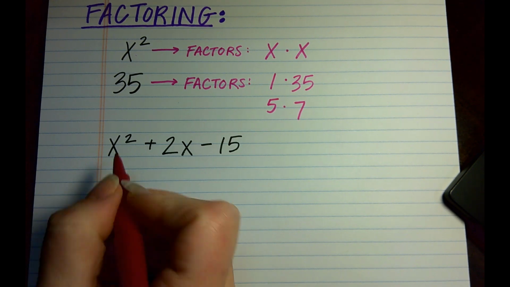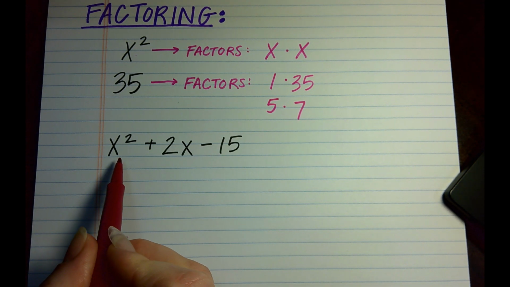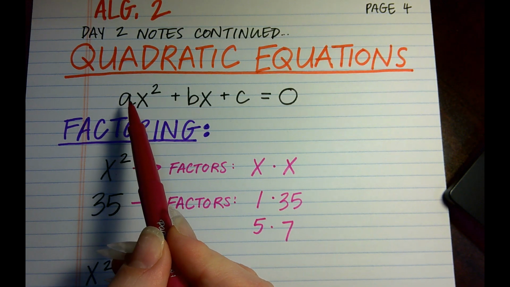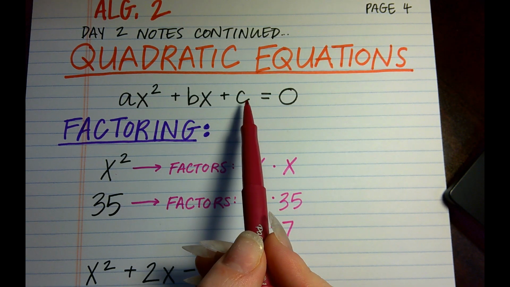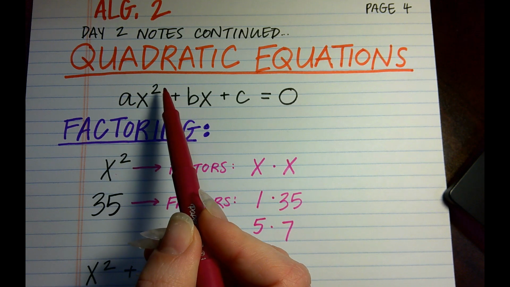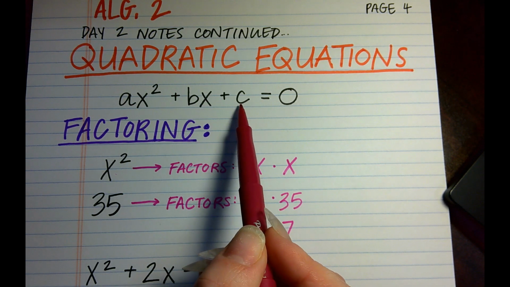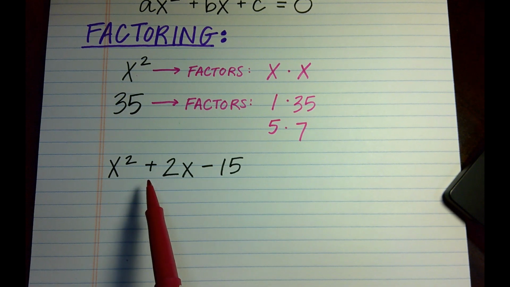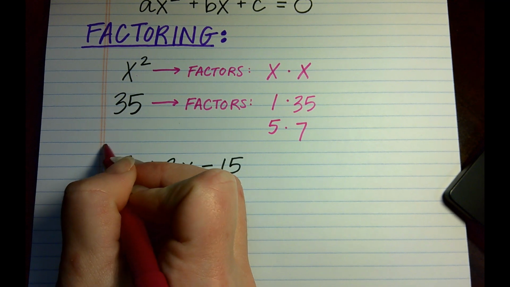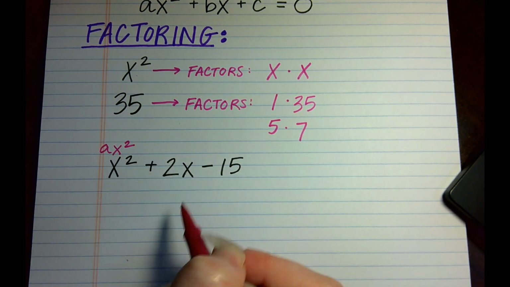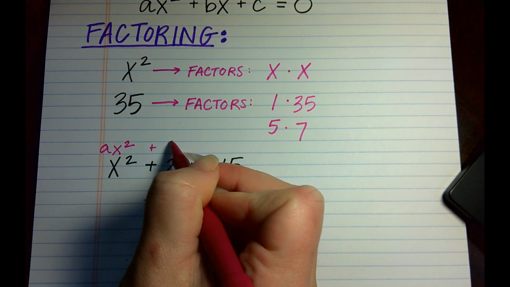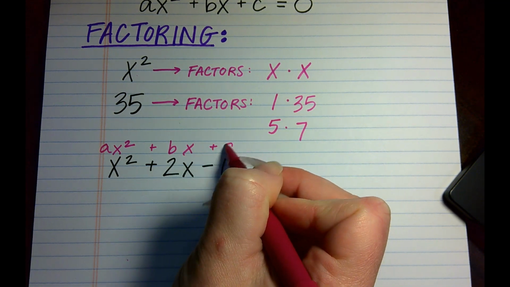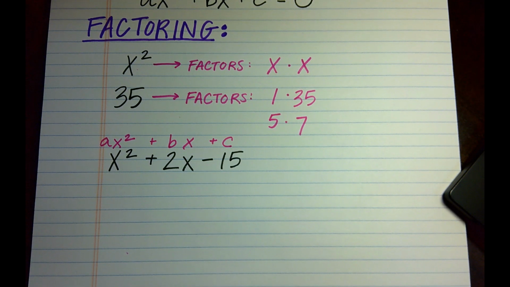First of all, what I want to do is look at that form, the quadratic equation form. I have a, b, and c: ax squared, bx, and c. So I'm going to line that up with this problem here. I have ax squared plus bx plus c. Okay.